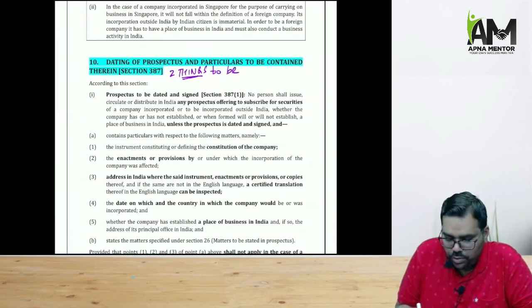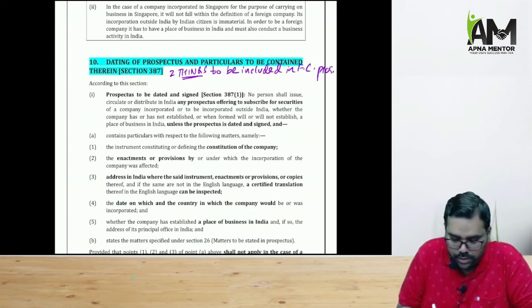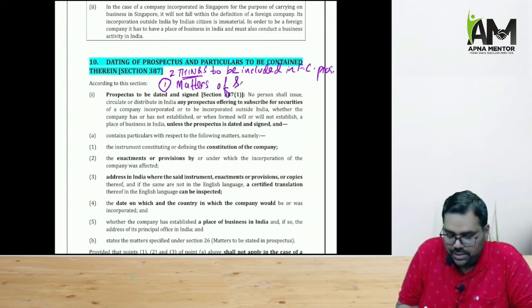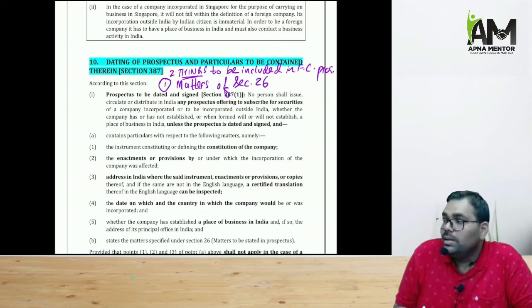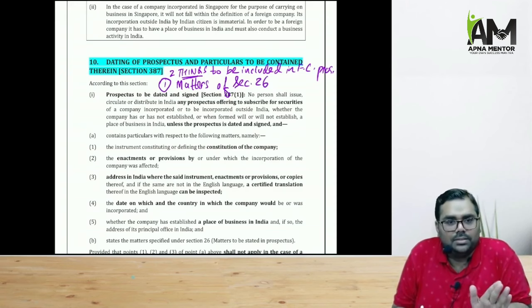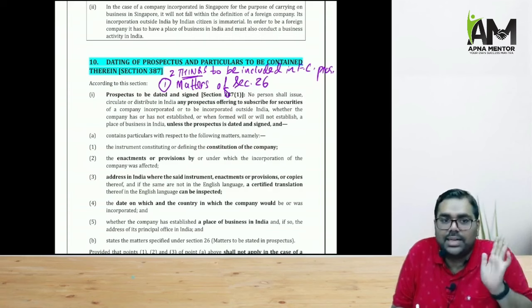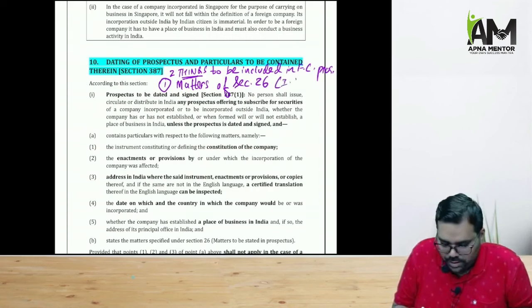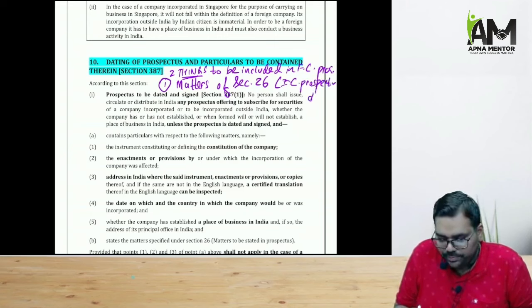Two things to be included in a foreign company prospectus. Number one, matters of section 26. Matters of section 26 means basically whatever the Indian company discloses in its prospectus. That is the Indian company prospectus details.